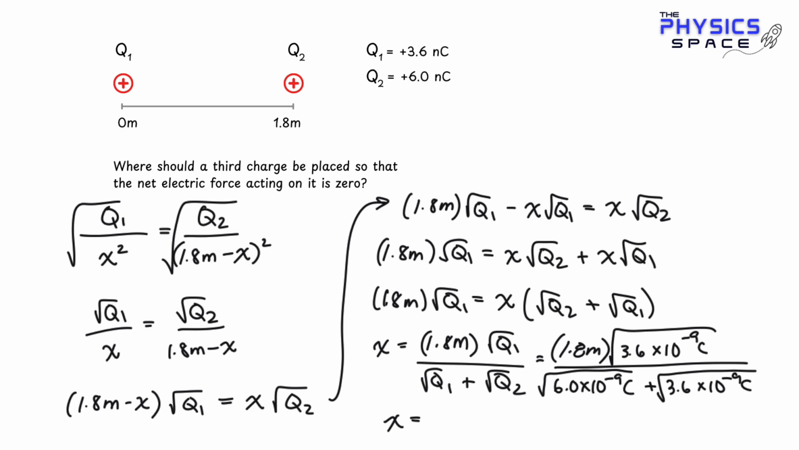All right, so after doing all that math, we should come up with our answer of about 0.79 meters. So that means our charge is just a little bit left of center here, a little closer to Q1 than Q2. All right, so I hope this helped you with a few things.